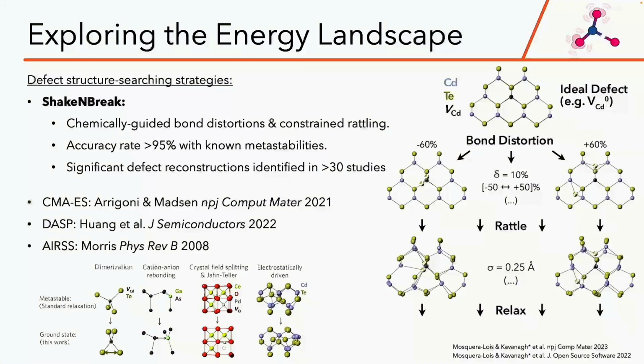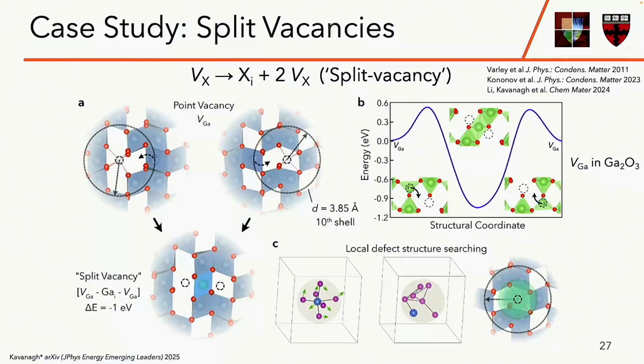To avoid this issue, we often apply structure searching strategies to scan our defect energy surface and identify the ground and metastable states. In particular, we've developed this shake and break approach, which has been found to be both accurate and efficient in navigating the defect configurational landscape and identifying these energy lowering reconstructions. Today I want to talk about this recent independent project I pursued in this space, looking at the behavior of a unique type of defect structure, which is known as a split vacancy.